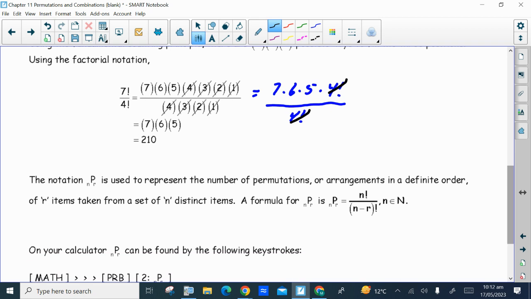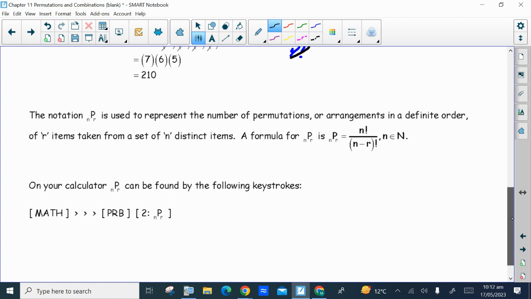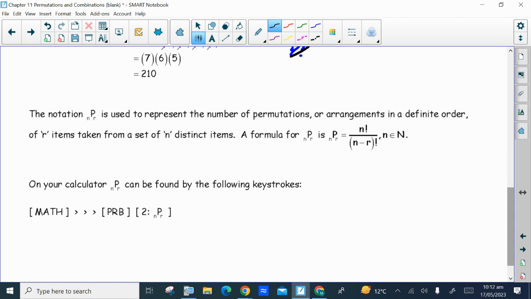The notation nPr is used to represent the number of permutations or arrangements in a definite order of r items taken from a set of n distinct items. A formula for nPr is n factorial over n minus r factorial. And that is on the formula sheet, so you don't have to memorize it. But we can also do it on the calculator. nPr can be found by doing the following keystrokes.